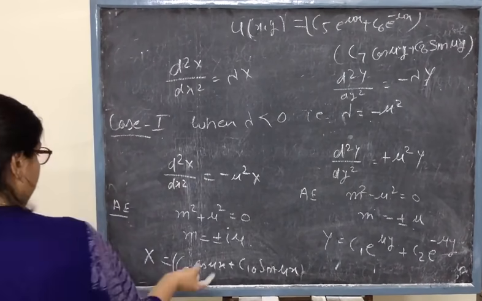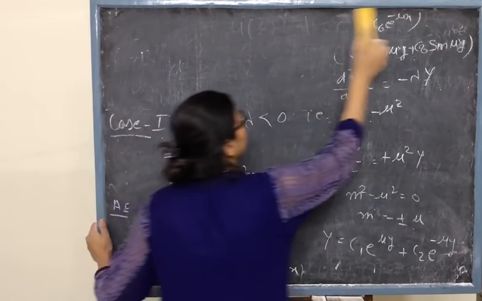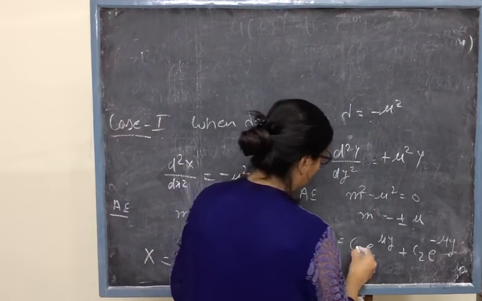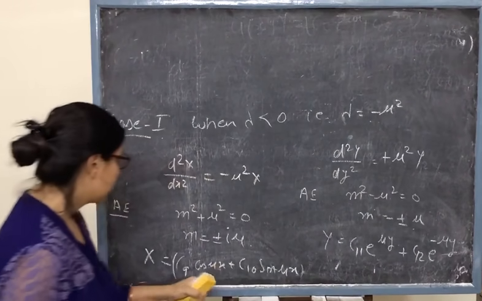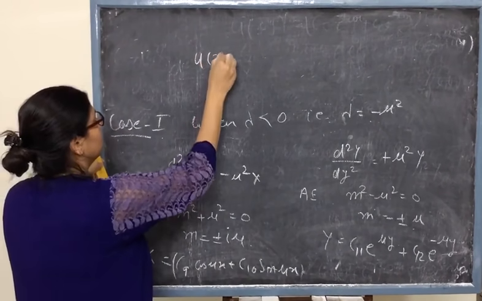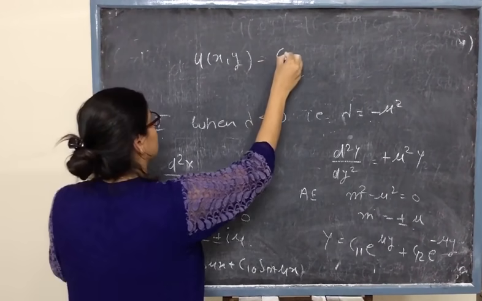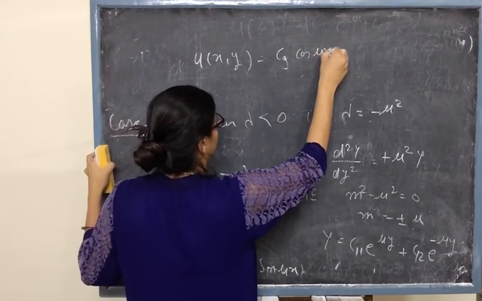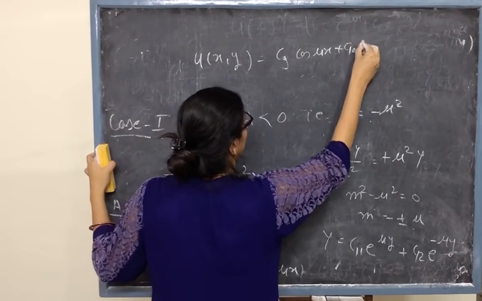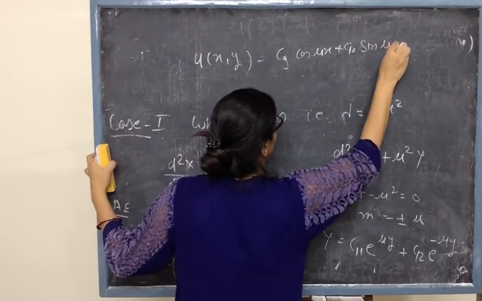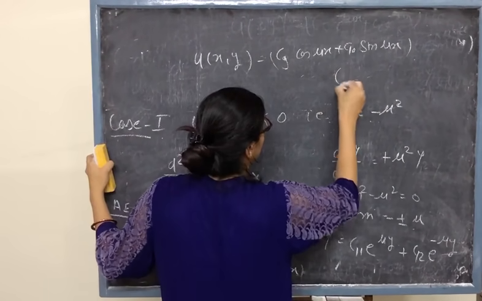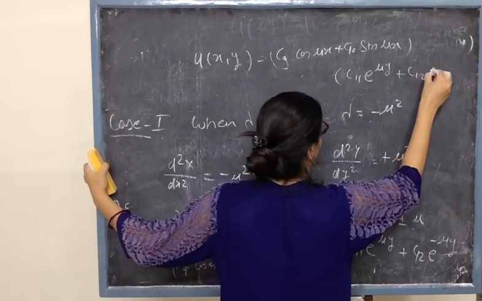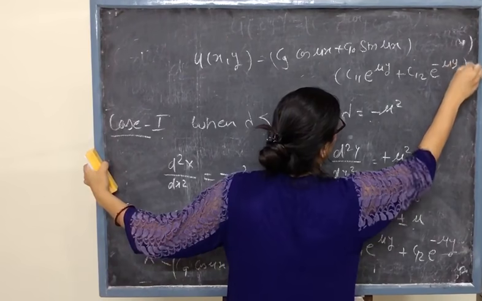So in this case, what is our u? Our u(x,y) is (c9 cos(μx) + c10 sin(μx))(c11 e^(μy) + c12 e^(-μy)).